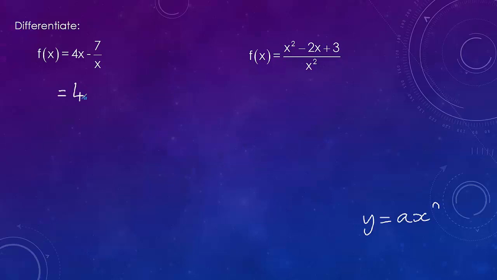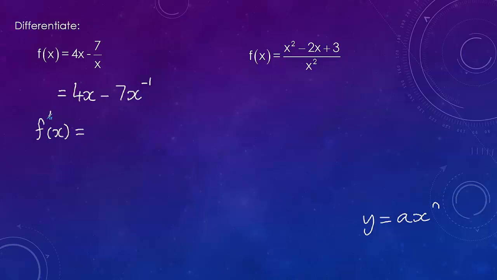The 4x is fine, we can deal with that. Remember, that's 4x to the power 1. 7 over x we can write as 7x to the negative 1. Now we're in a position to differentiate. Notice that I write f of x is equal to for the first two lines. We haven't differentiated here. This is still f of x, just rewritten using our law of indices.